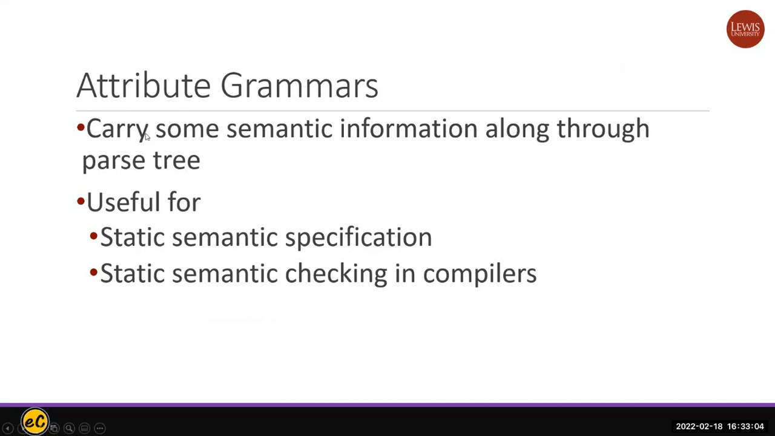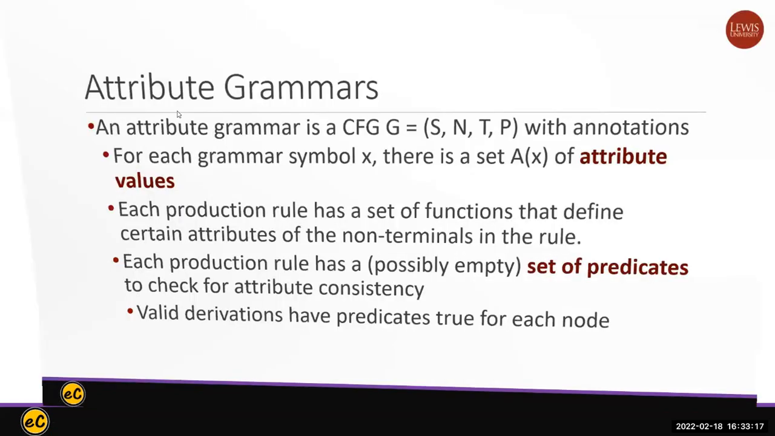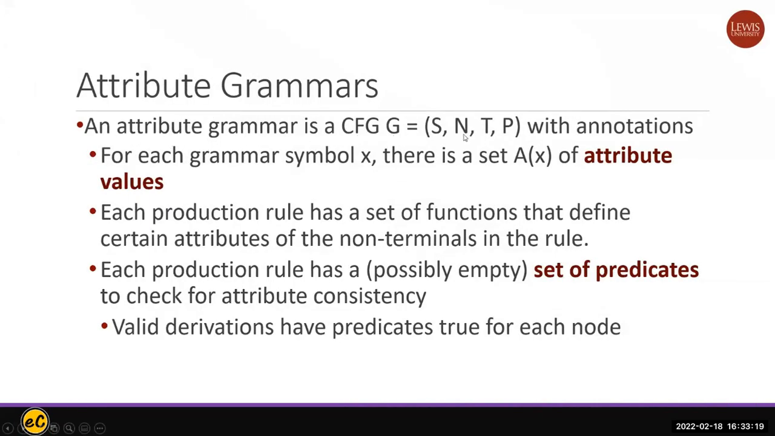So attribute grammar carries some semantic information along with the parse tree. Okay, so it is useful for static semantic specification and semantic checking in compilers. An attribute grammar is a context-free grammar with annotation, and the annotation is an attribute, a set of attribute values, such as the error and the line number, and they are different values. So actually, each node has an extra data field. Let's assume that each node is an object, and they have different values over there.